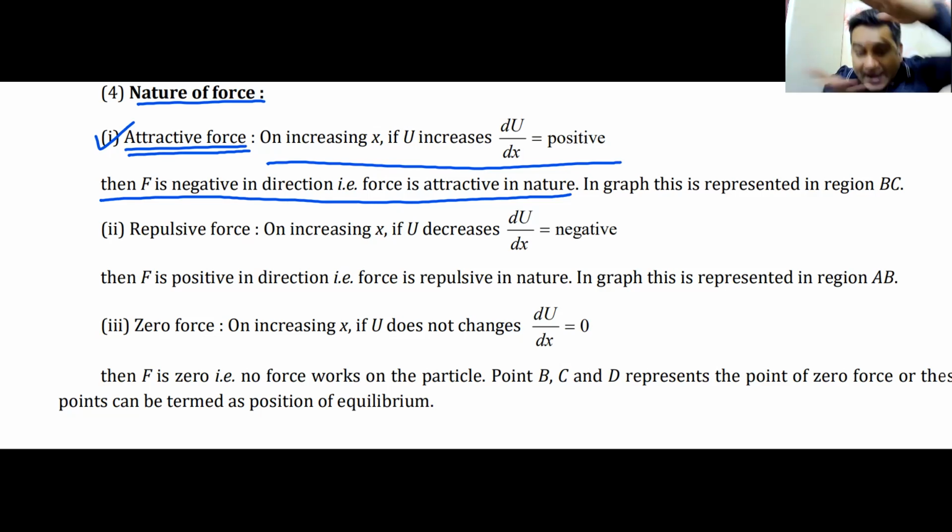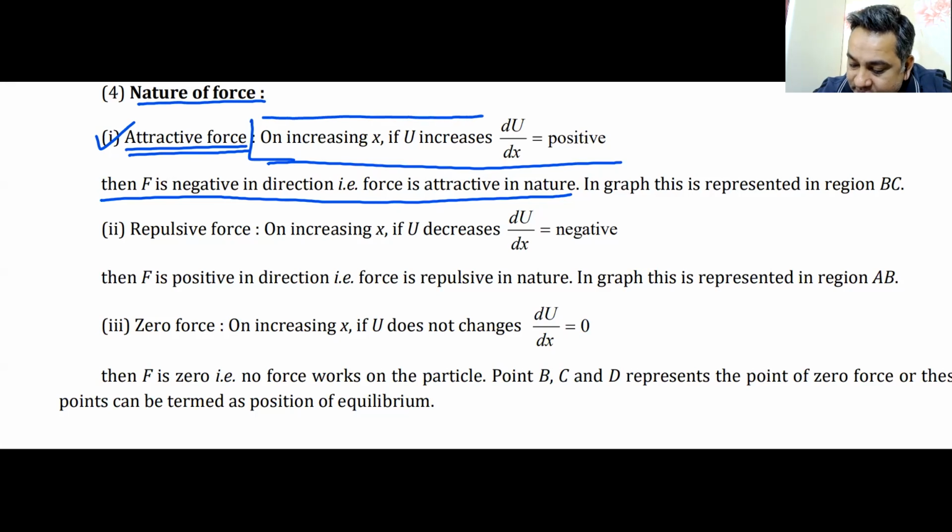Now take it the other way. And this is attractive force. Do we understand this is attractive? Yes, we have understood this. Now we understand what is written here. That means if I go from the ground to here, what is happening with potential energy? It increases. Voila. So we have understood the first line. On increasing x, if U increases. Yes or no? On increasing x distance, U increases.